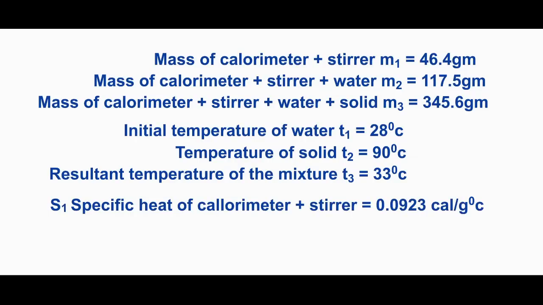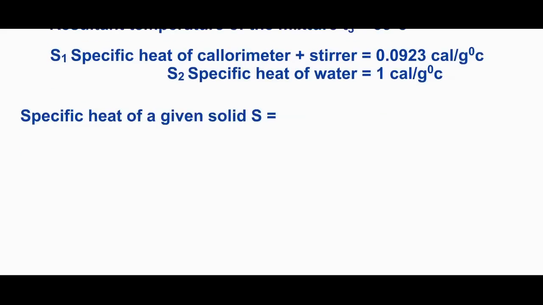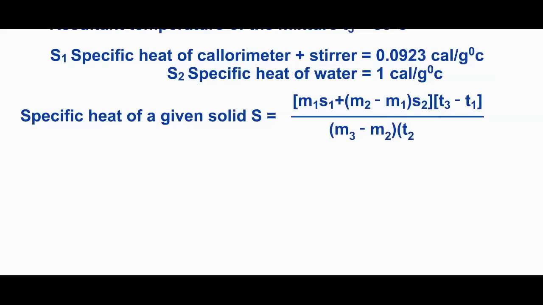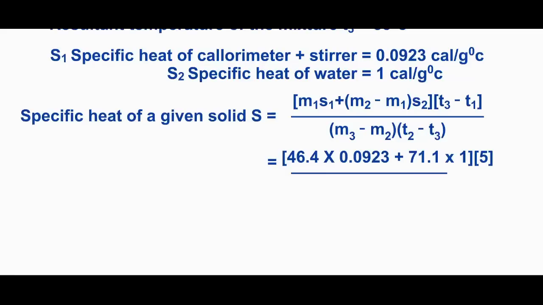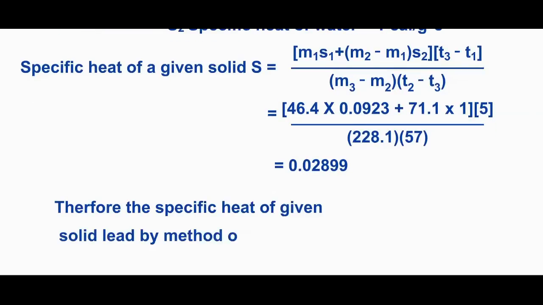S1, specific heat of calorimeter plus stirrer, is 0.0923 calories per gram. S2, specific heat of water, is equal to 1 calorie per gram. Specific heat of the given solid S is equal to M1 S1 plus (M2 minus M1) into S2, into (T3 minus T1), divided by (M3 minus M2) into (T2 minus T3), which is 46.4 into 0.0923 plus 71.1 into 1, into 5, divided by 228.1 into 57. Therefore, the specific heat of the solid by method of mixture is equal to 0.02899 calorie per gram degree Celsius.